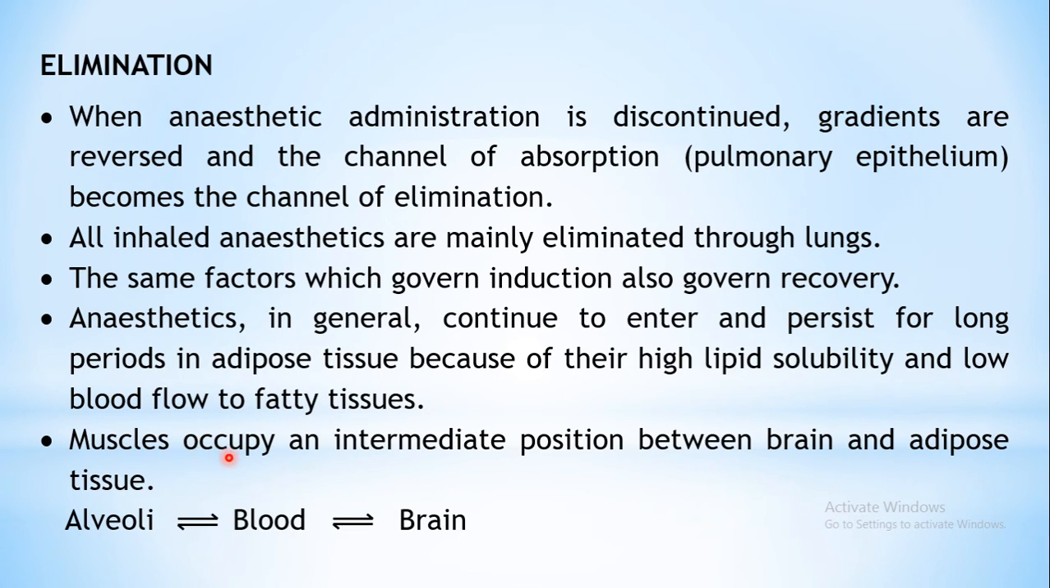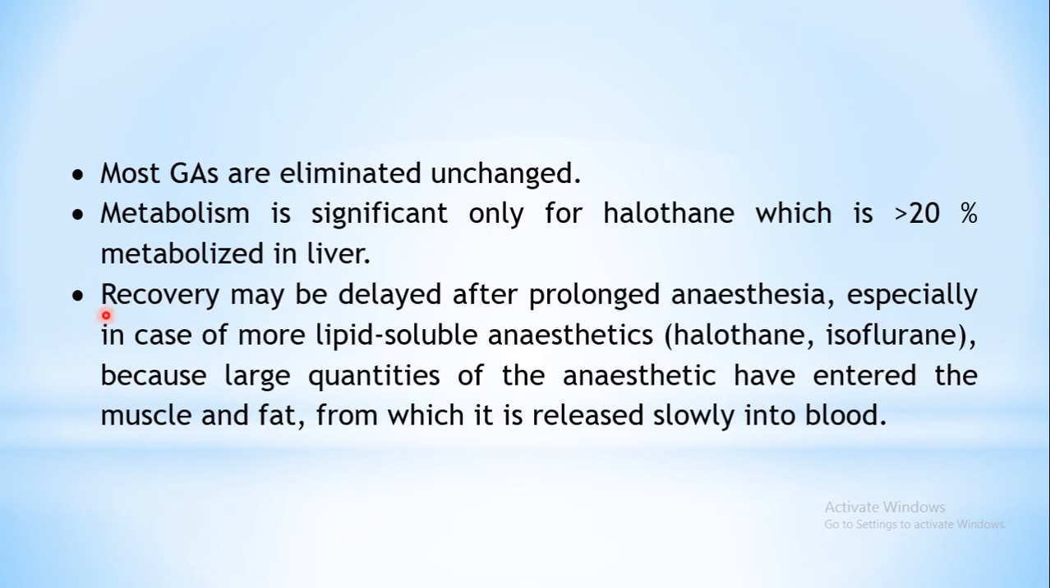Muscles occupy an intermediate position between the blood and the adipose tissue, so much of the anesthetic will not enter into the muscles. Now if you look at the metabolism of general anesthetics, most of them are eliminated in the unchanged form. Only halothane is metabolized; more than 20% of it is metabolized in the liver. The rest are excreted out as such. So after the procedure is over, gradients will reverse once you stop the administration and they will come out of the body as they are.